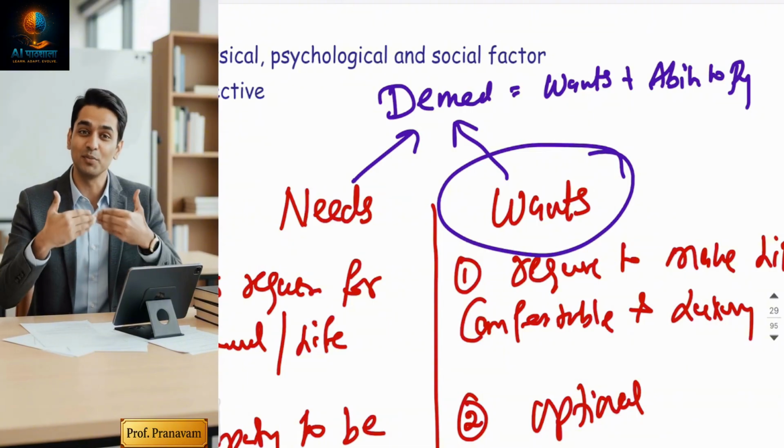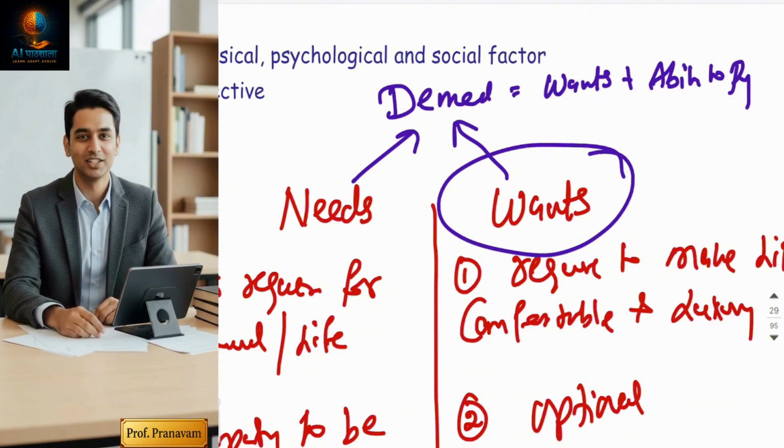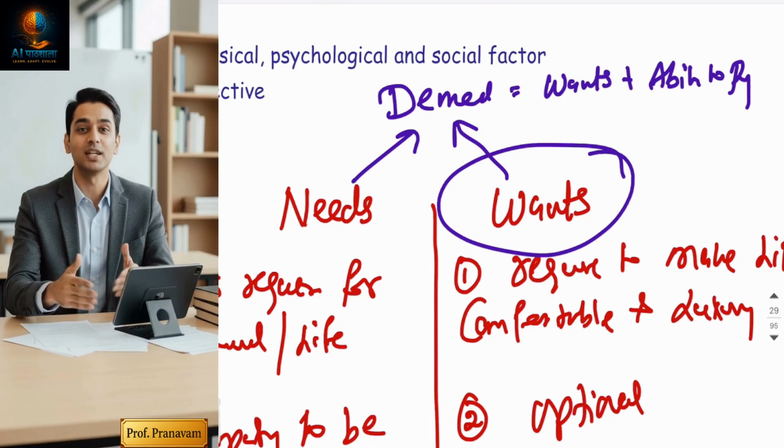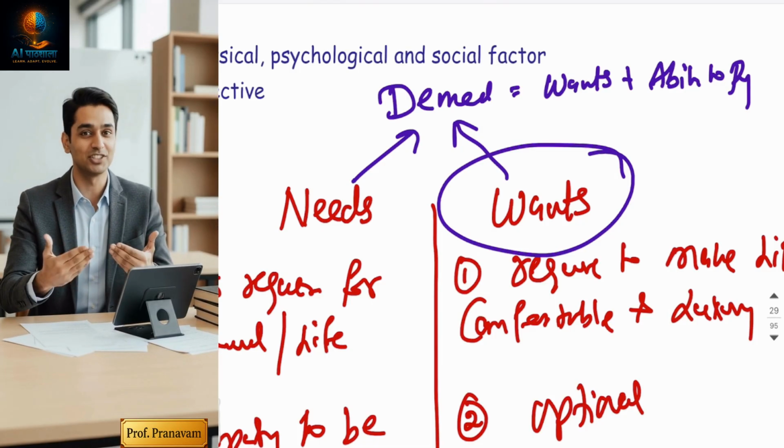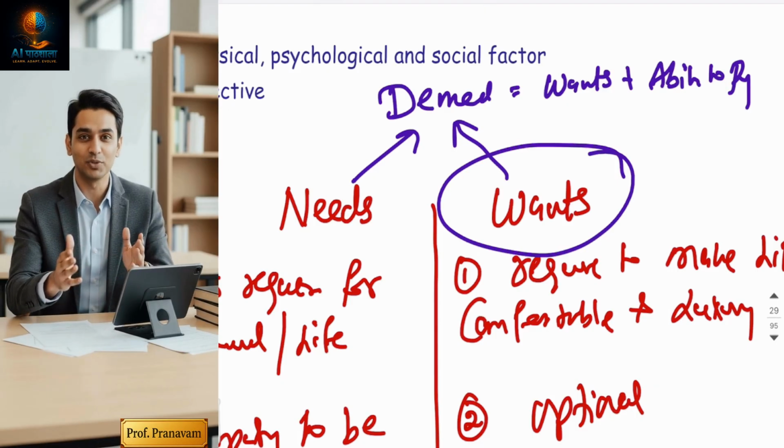For example, my want is that I want to buy an aircraft. Now this is not demand because I have no ability to pay. I cannot satisfy that demand. But my demand is to purchase a BMW. Yes, I have the ability to pay. That is my demand.